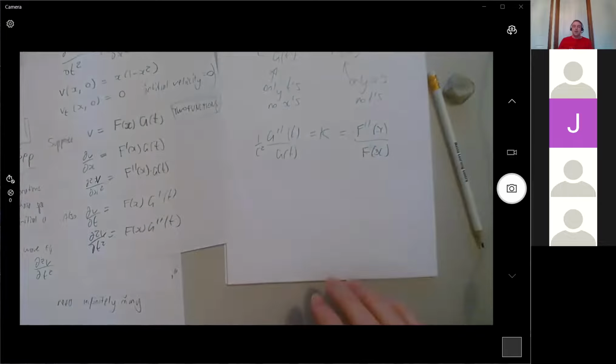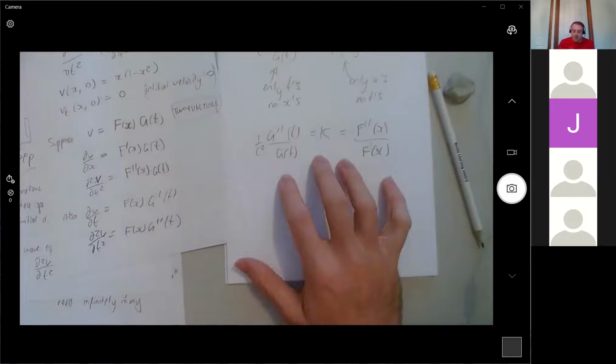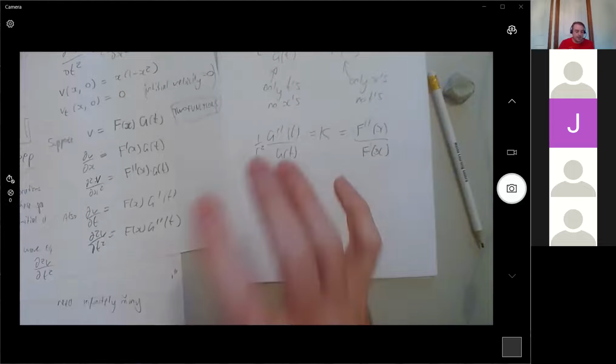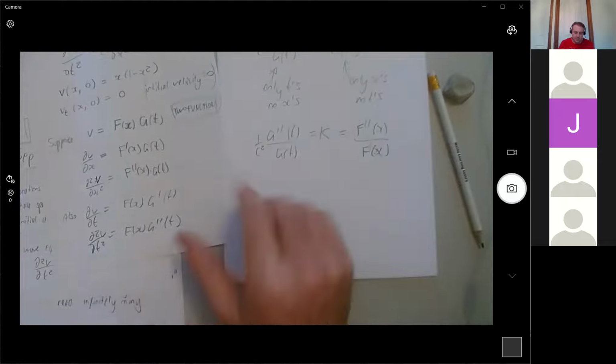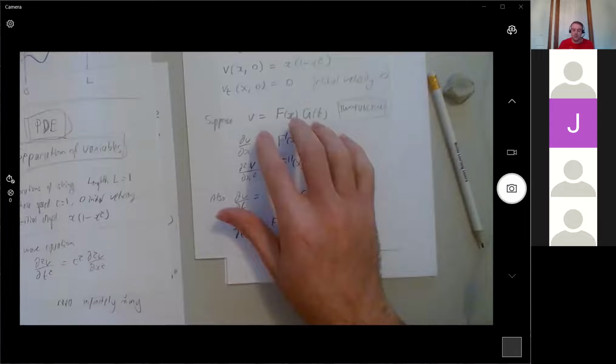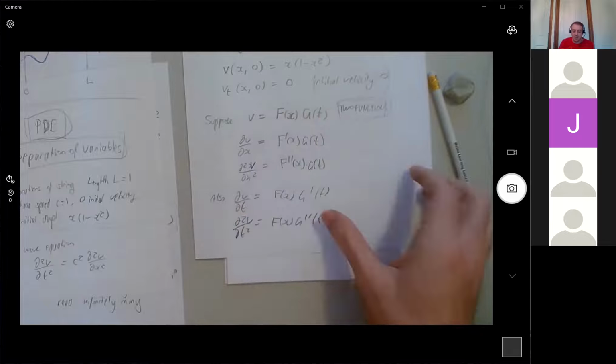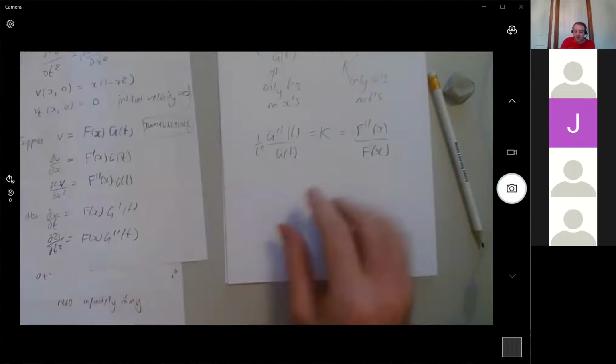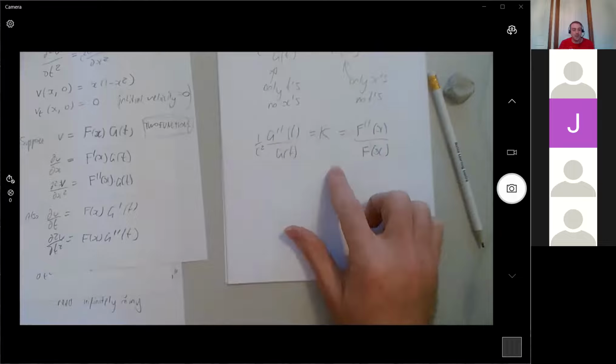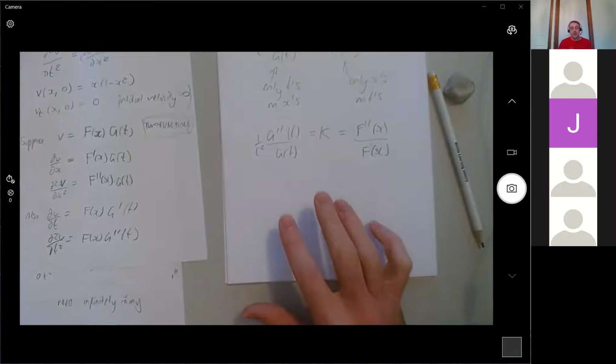Okay. So far, what have we done? We've created these two new functions, which we're hoping work. One of them is just x, one of them just t, and that's allowed us to create these two equations, one here and one here. And we're going to solve those equations separately.